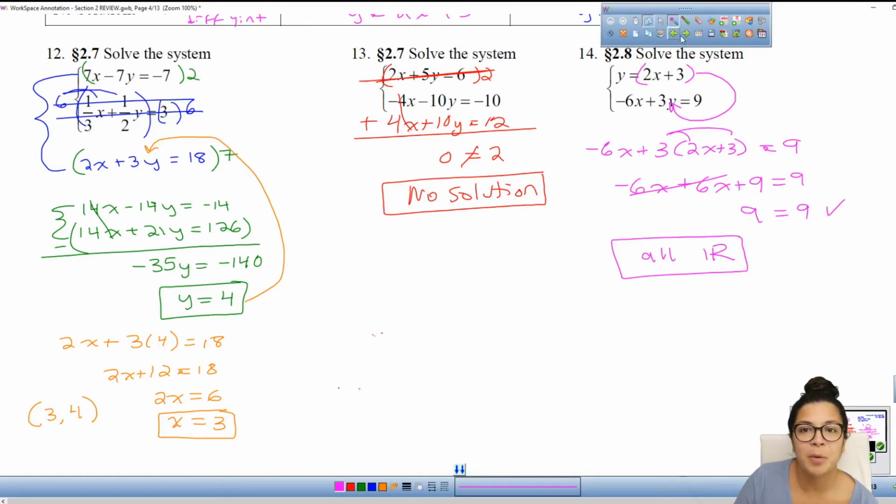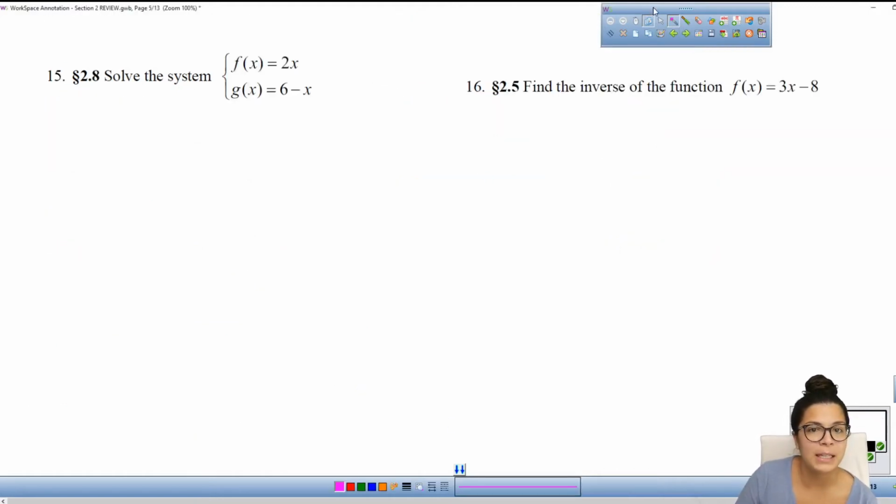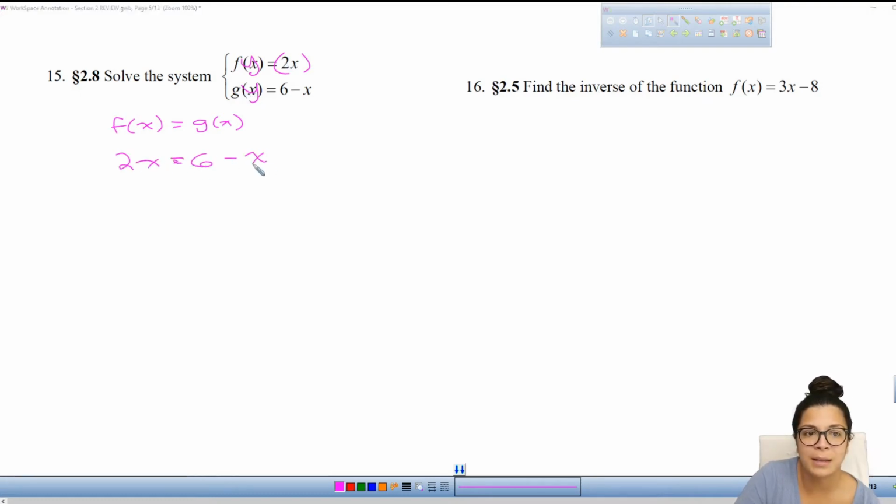All right. Moving right along, let's move on to number 15. So on number 15, we are solving this system, and we have f of x equals 2x and g of x equals 6 minus x. Now, this is just the y value, right? Y equals this, y equals this. So you could set the y values equal to each other, okay? Or you could view it as plugging in this y value into this y value. Right? So we end up with 2x equals 6 minus x.